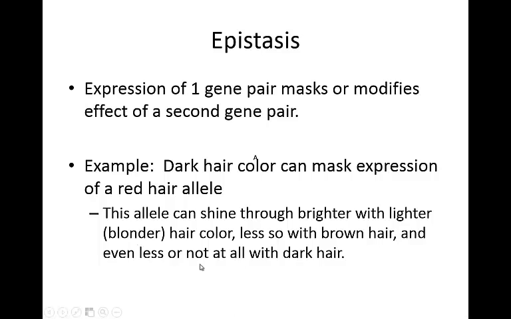This is, again, completely separate genes here controlling two different things. If you have maybe brown hair, it's going to shine through a little bit. You might have an individual who has, say, auburn colored hair. And if you have very dark hair color, you might not see any expression of that red hair allele, although it can still be carried.